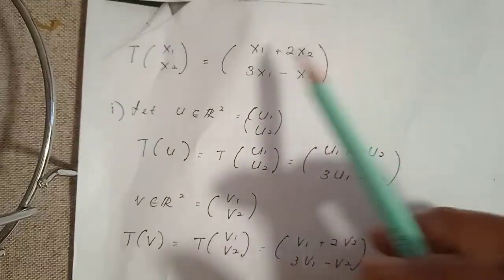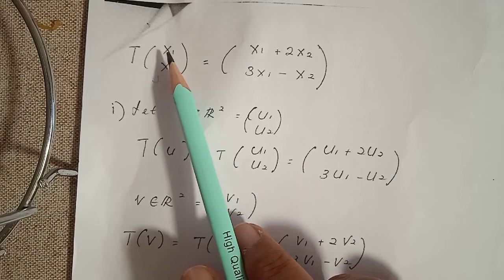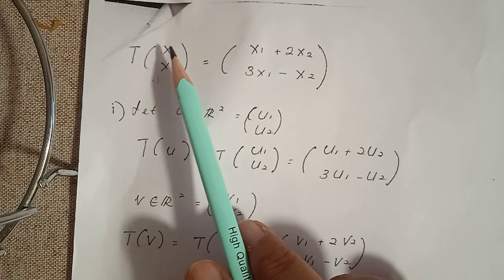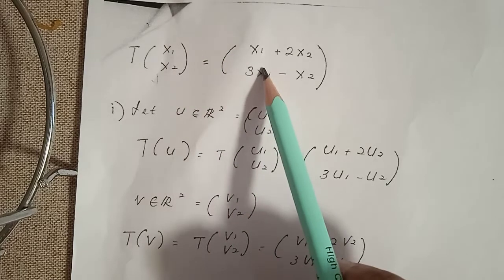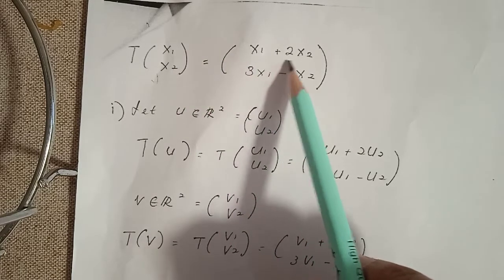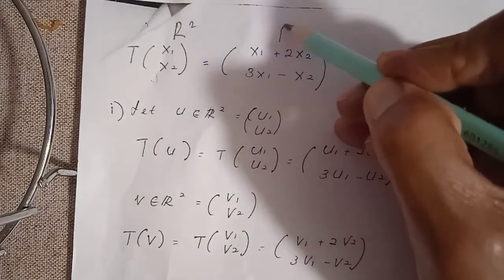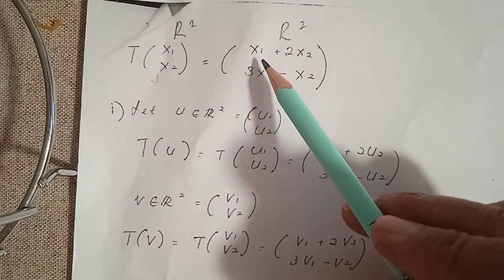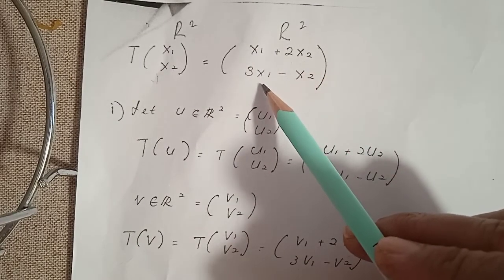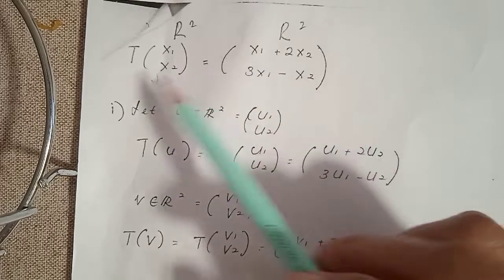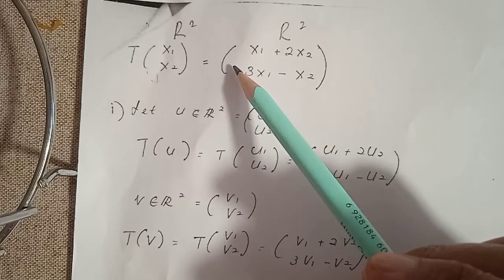Okay, another example. Show whether T, which assigns a vector in R2, say x1, x2, to the formula x1 plus 2x2 in R2 also, using this formula x1 plus 2x2 in component i and component j 3x1 minus 3x2. Check whether T is a linear transformation or not.